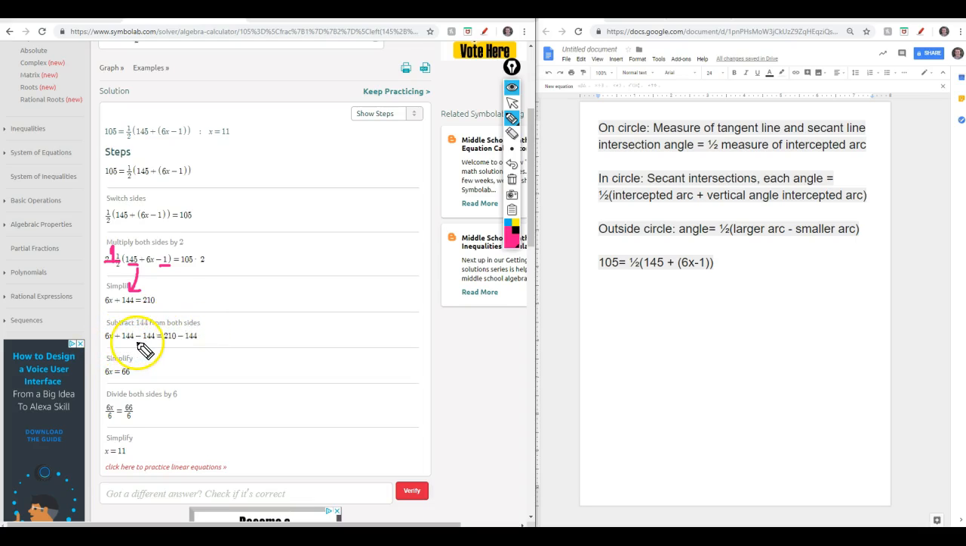So positive 144 minus 144 reduces down to 0. So 6x plus 0 is 6x, and 210 minus 144 is 66. Divide by 6. 6 divided by 6 reduces down to a form of 1, and 66 divided by 6 is 11. So then we would have this 1x. Again, the 1 is implied in math, so most mathematicians do not write it. So x equals 11.